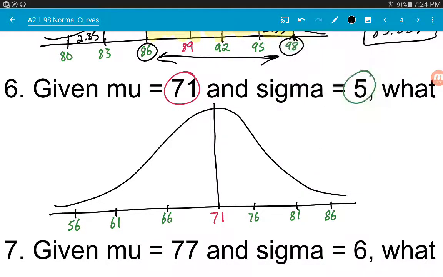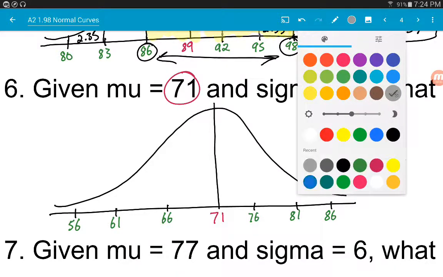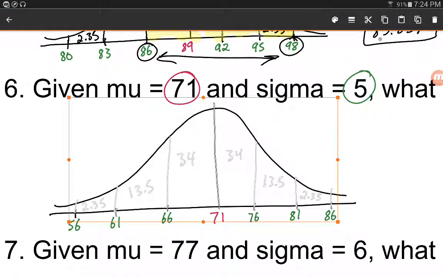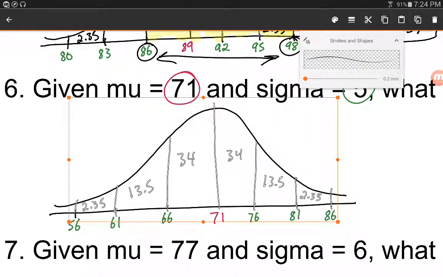Now we know what numbers are going to fall in here. So let me split this up. You don't have to write all the numbers on for every single example. I'm just doing it because I'm teaching. This is 13.5 and 13.5, and this is 2.35 and 2.35. It's all a little lighter than I wanted it to be, so I'm going to highlight all of that and just make all of that black.